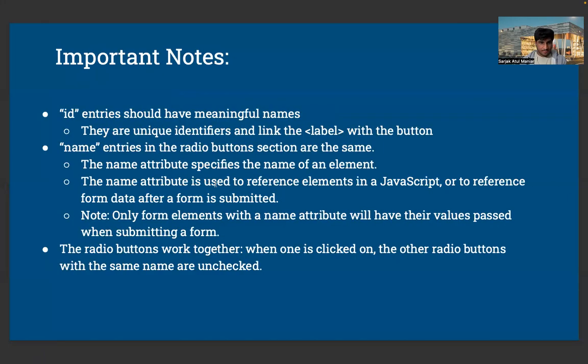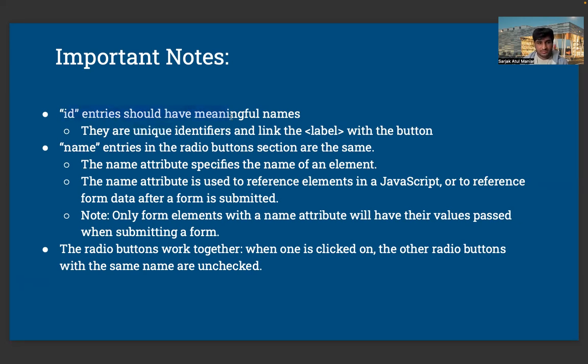So in our slides, here are some important notes in terms of the code which we are using, right? First things first, ID entries should have some kind of meaningful names. They are unique identifiers and link the label with the button. As I mentioned while noticing the difference between IDs and classes, IDs are very unique, and each and every ID is unique in itself. Each HTML document would have just one unique ID for that particular HTML element.